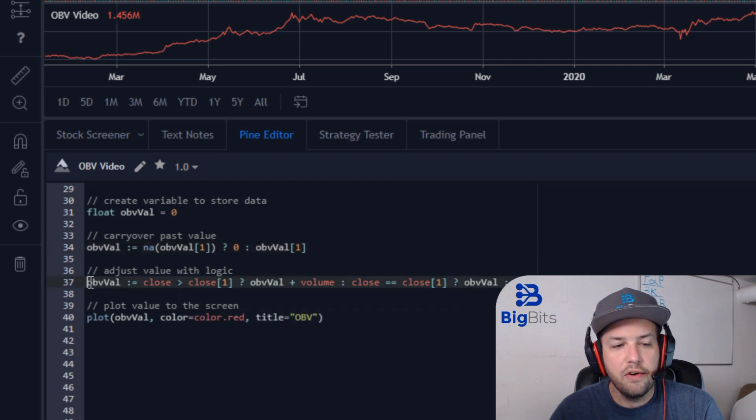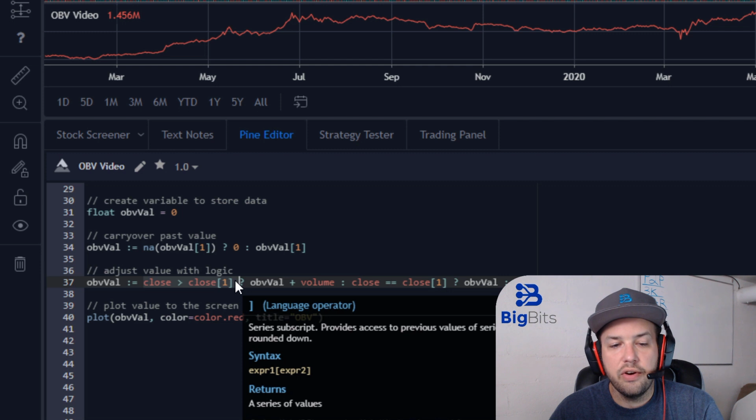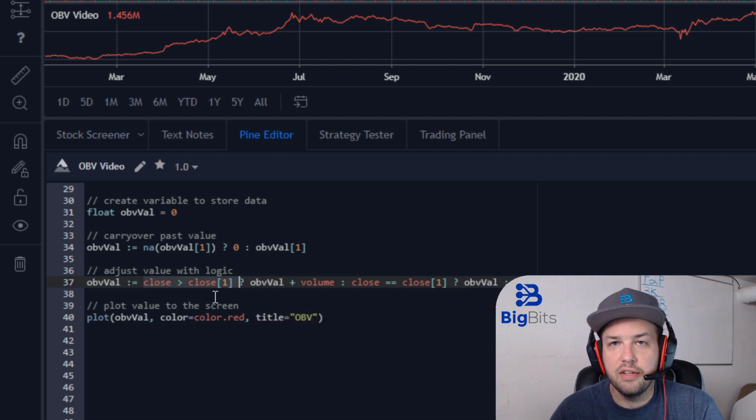So what we're doing first of all is we are going to set the OBV value based on this first condition, and that is our closing price on the current candle greater than the closing price on the previous candle? So that means, did the closing price move up from one candle to the next? And if that is true, we are going to add the current volume onto the OBV balance.